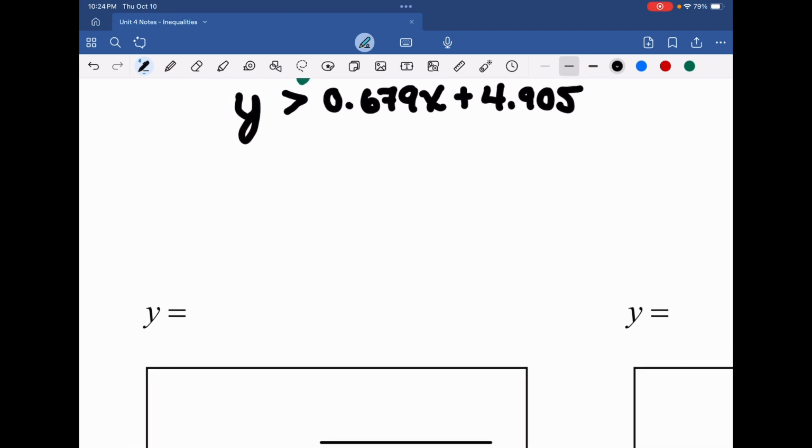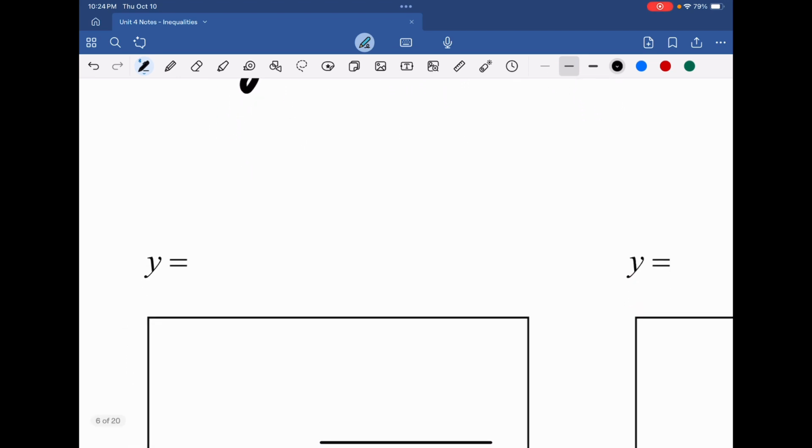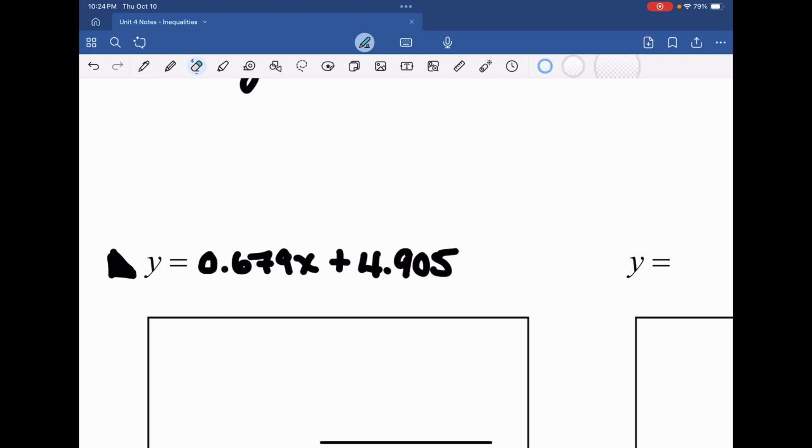We need to type it in the following way in our calculator. So our decimal will be 0.679x and then plus our 4.905. What we want to do is make sure that on the left-hand side of the y equals, we have the shaded upper triangle, or in this case, we want the upper triangle because it's greater than. So I'm going to make sure I sketch the little triangle that you should be making sure is in your calculator on the left-hand side of the y equals. On the Casio, type, arrow over, and then from there, you'll be able to select the greater than for this given inequality.